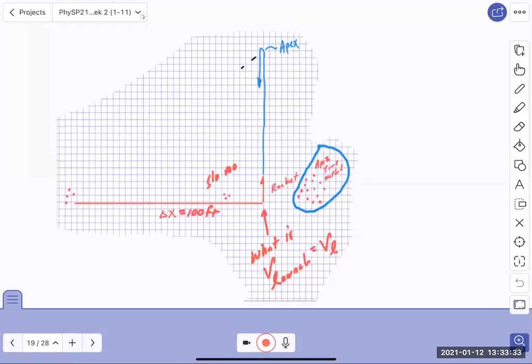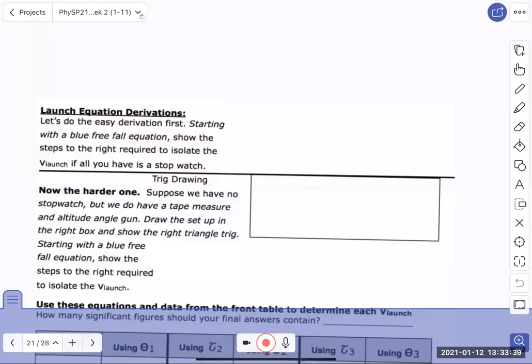Let's go to the back. We're going to derive on the back. Okay. On the back, we're going to do these 2 things. We're going to do the launch equation derivations. All right. There's 2 greens. The green equations are a subset of blue, and they're called the launch equations.